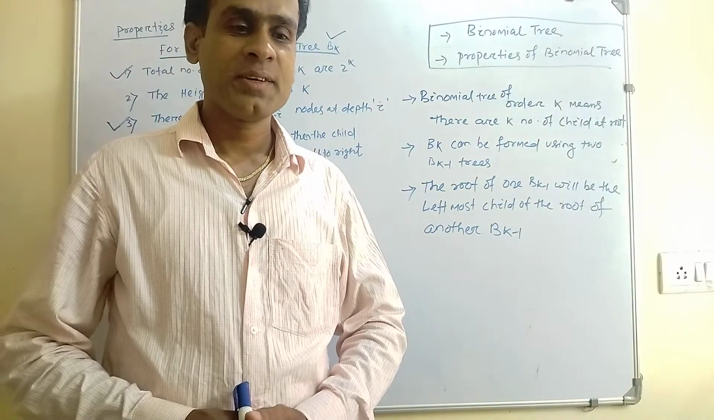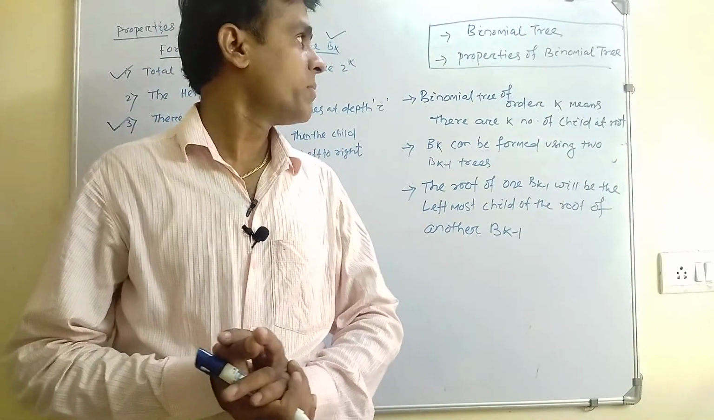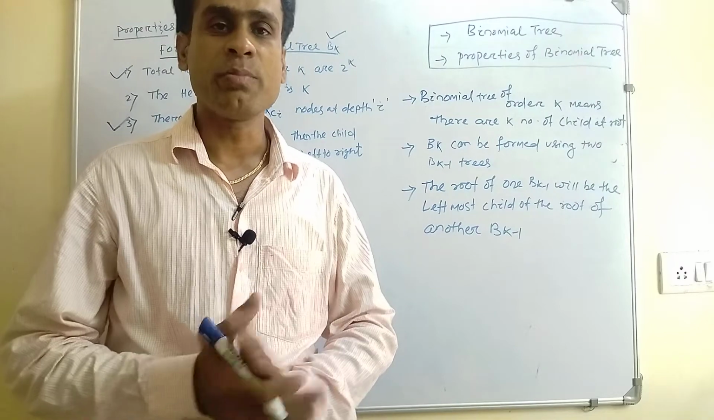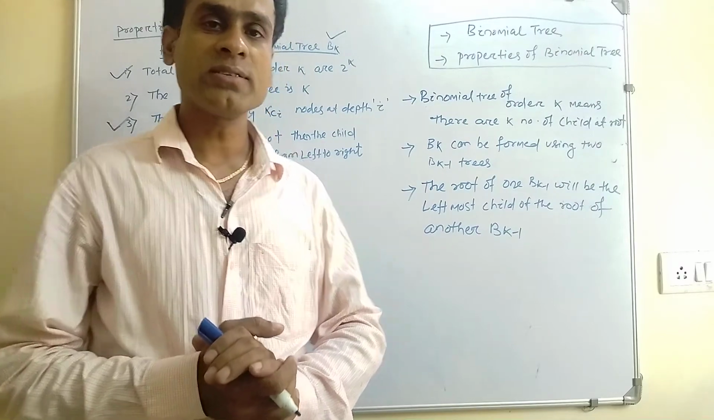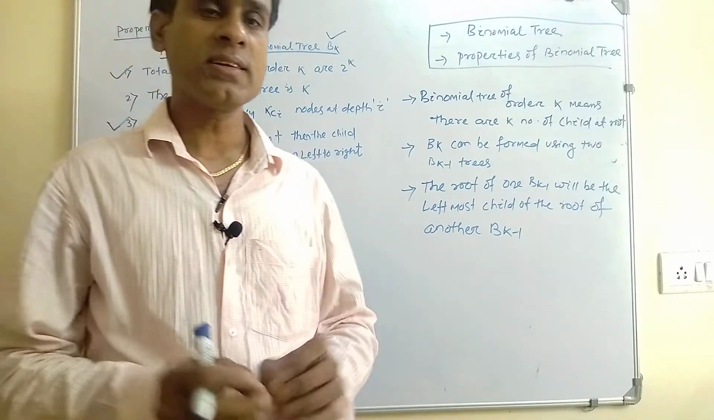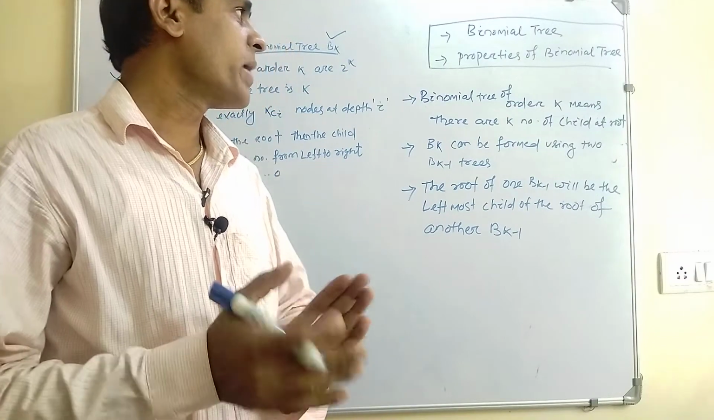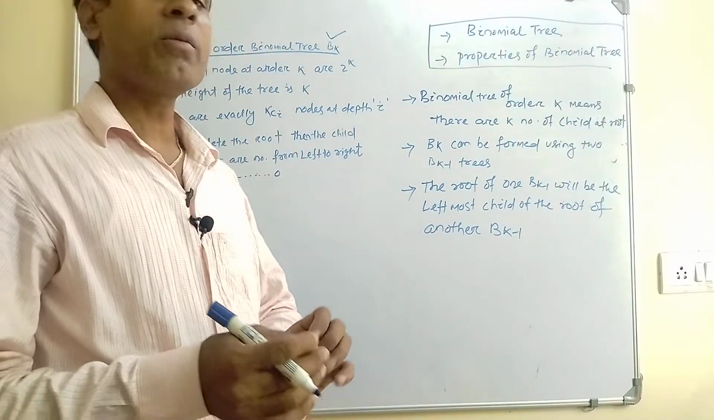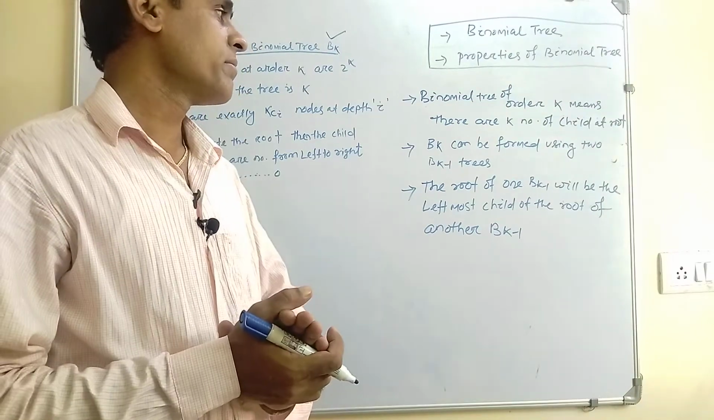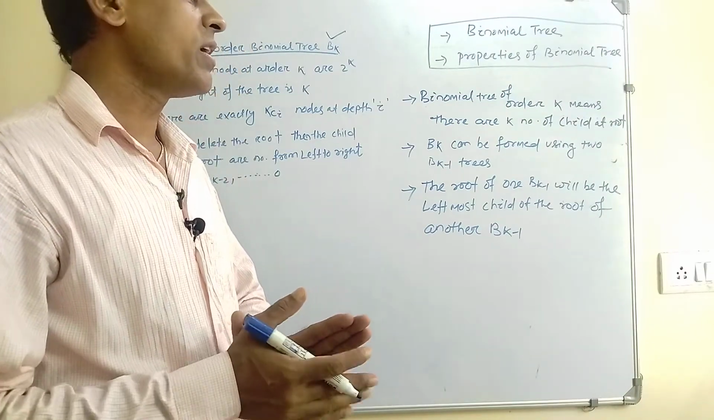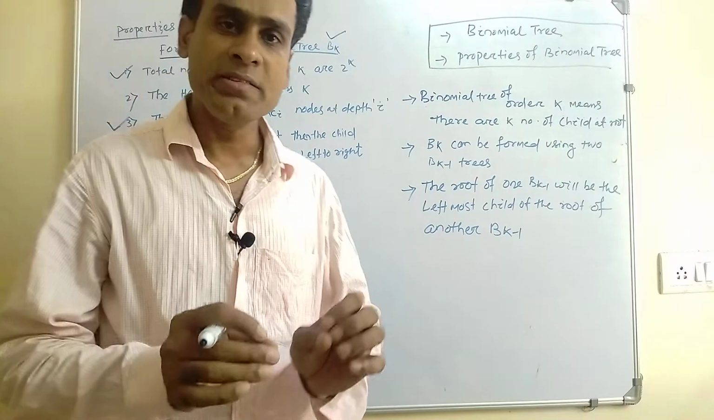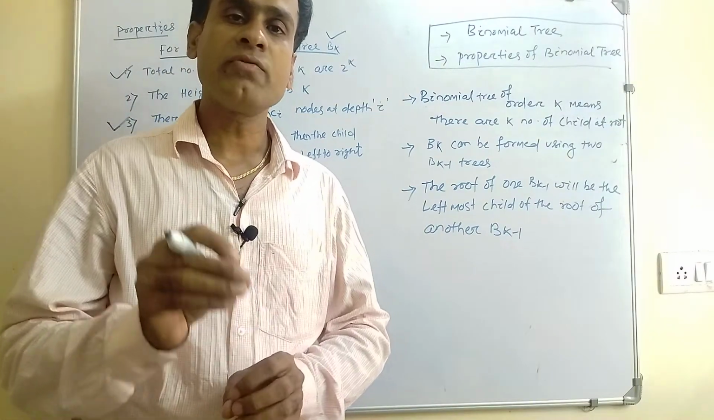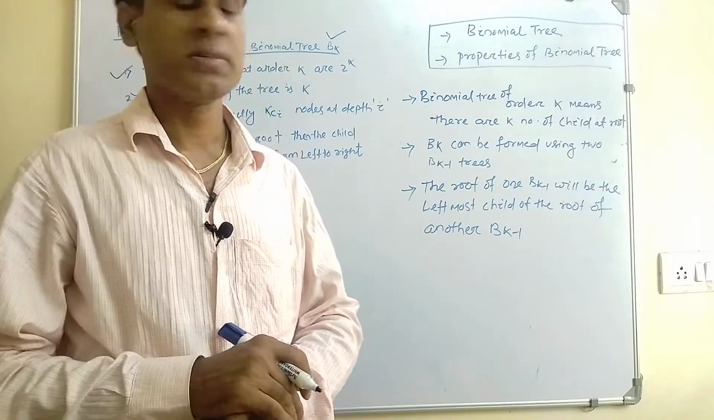Hello friends, today I am going to discuss binomial trees and their properties. Before going into that, the definition of a binomial tree is an ordered collection of trees which may or may not be a binary tree. But a binomial tree of order k means there are k children at the root.